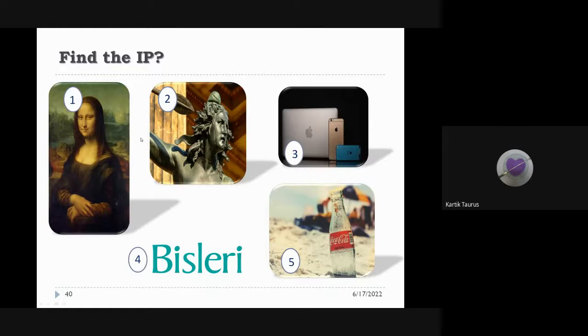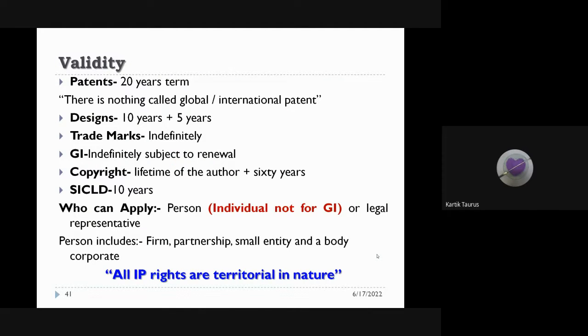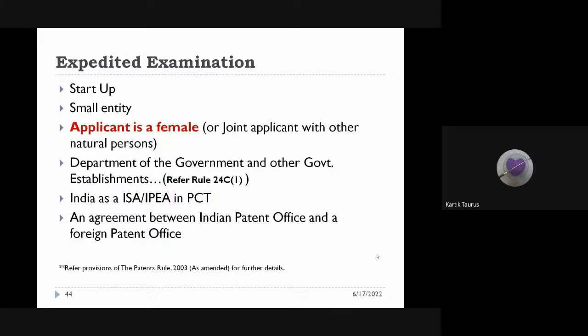Paintings come under copyright. Sculpturing also comes under copyright. The logos, such as the Apple logo here, come under trademarks. The design of the laptop and mobiles comes under registered industrial designs. In the fifth case, the design of the shape of the bottle can be protected by design. And the Coca-Cola logo and the tagline, if any, can be protected as trademarks. I'll skip a few things which are not very relevant.